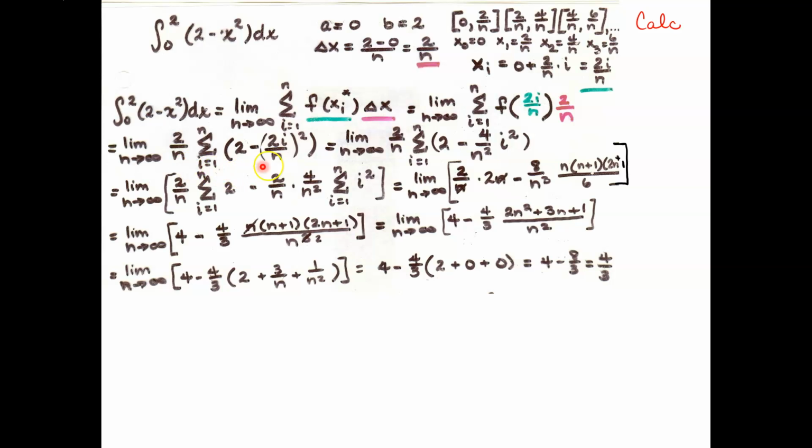To simplify this a little bit, (2i over n) squared would be 4i squared over n squared. So I have two pieces that are being subtracted. Let's divide that into two separate summations. For the first one, we've got the 2 over n out in front, and it would just be the summation of 2. And for the second one, we've got the 2 over n out in front, and it would be the summation of i squared, because the 4 over n squared could go out in front as well. So summation of i squared.